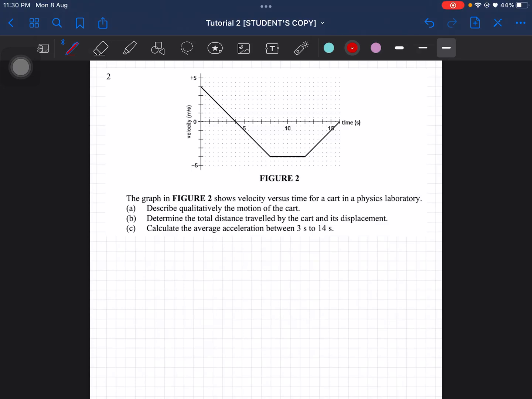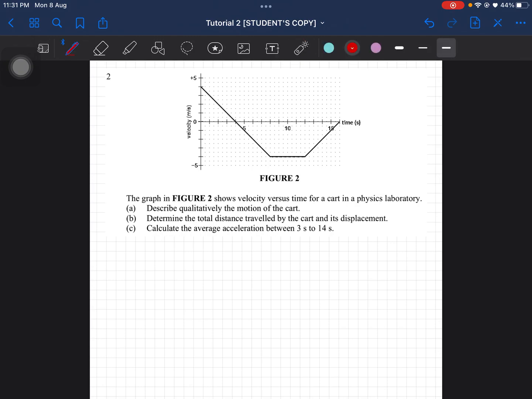Question number 2. This graph is a graph of velocity against time for a cart in a physics laboratory. We have to describe qualitatively the motion of the cart, determine the total distance traveled by the cart and its displacement, and lastly calculate the average acceleration between 3 to 14 seconds. So between 3 to 14 seconds is somewhere here: 1, 2, 3, 4. Yeah, 3 until 14, which is here. Okay, so we have to calculate the average acceleration.